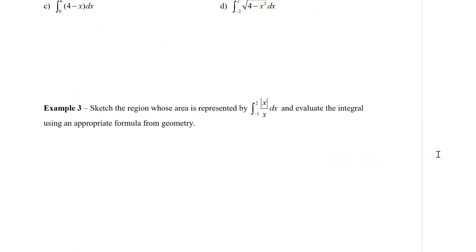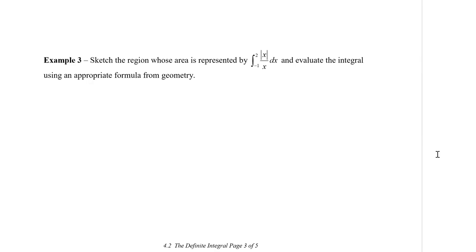And the next one I'm going to show you is this absolute value here. So I want you to sketch the region whose area is represented by this integral from -1 to 2 of the absolute value of x divided by x dx. And then we're going to evaluate the integral using geometry. So to draw the picture, I know it goes from -1 to 2. Okay. So to understand this better, what I have is that f of x, I actually get two functions here because it has the absolute value.